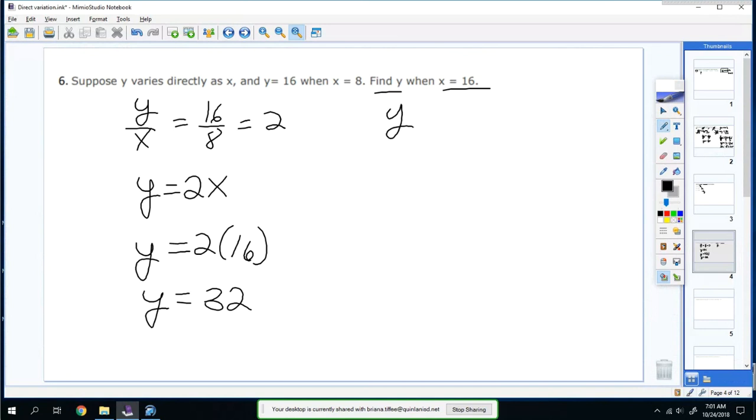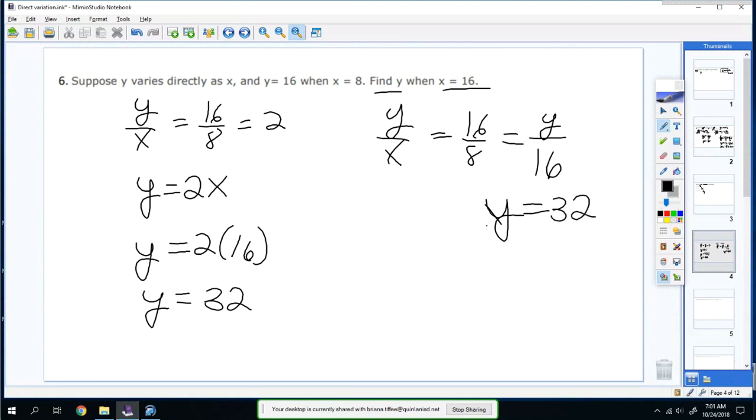Or, since you know that they direct vary with each other, you can actually create a proportion. So I have the same thing over here, which is equal to, so since y is on top, the y goes on top over here, and then the 16 goes over here. So then all you have to do is cross multiply and divide, and you would get y is equal to 32 the same way.